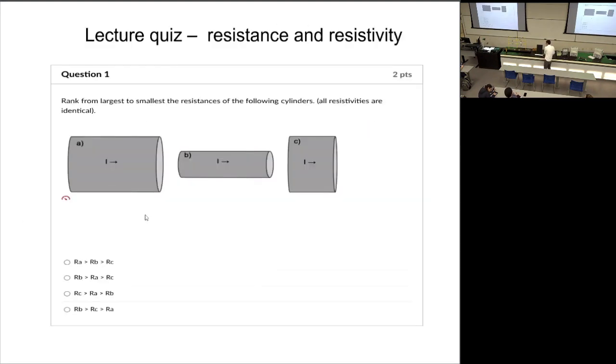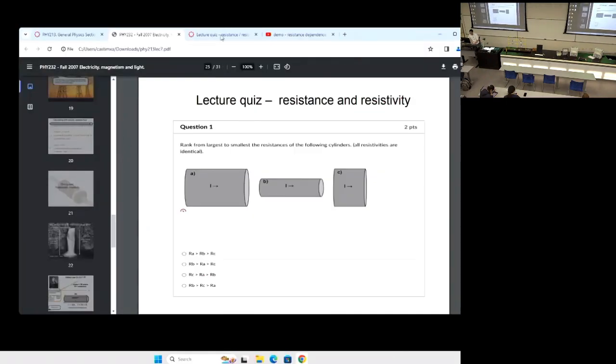Here's a quiz. In this quiz, we've got three different wires, or samples. And we're going to compare their resistances. We're going to order their resistances.